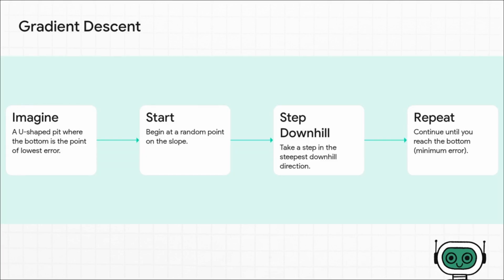The best analogy for gradient descent is to imagine a giant U-shaped valley. The lowest point at the bottom of the valley is where the error is at its absolute minimum. We start by placing ourselves at a random spot on the side of the valley. Then, we look around, find the steepest downhill direction, and take one step. We repeat that over and over, find the steepest way down, take a step, until we finally settle at the very bottom. The coordinates of that final spot are the best values for our model's bias and weight.